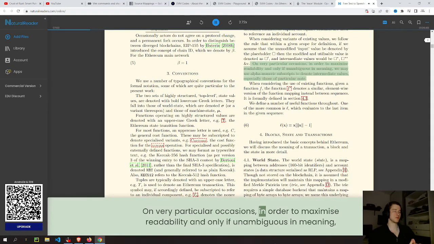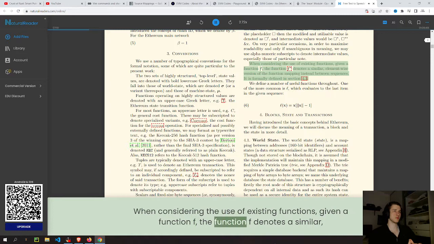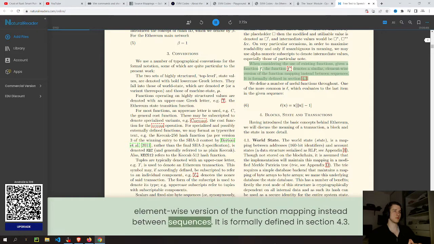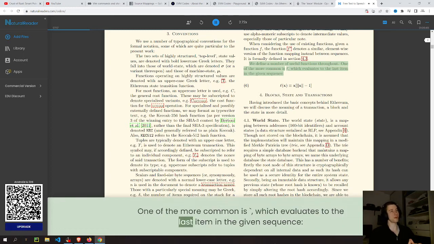On very particular occasions, in order to maximize readability and only if ambiguous in meaning, we may use alphanumeric subscripts to denote intermediate values, especially those of particular note. When considering the use of existing functions, given a function f, the function f* denotes a similar, element-wise version of the function mapping instead between sequences. It is formally defined in section 4.3. We define a number of useful functions throughout. One of the more common is, which evaluates to the last item in the given sequence.